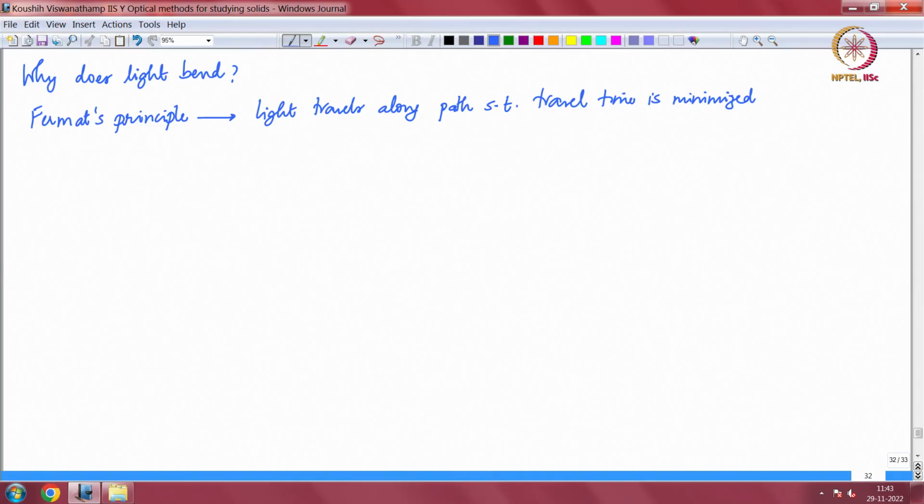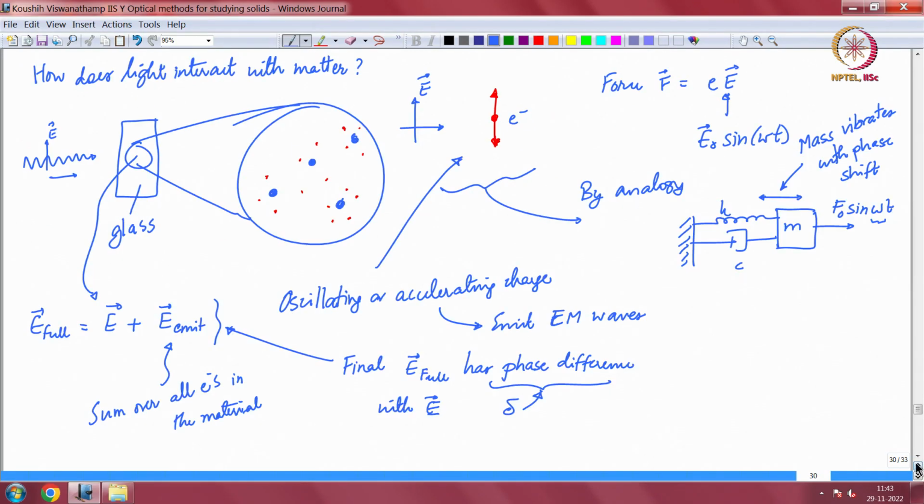The first of course is the incident wave itself, the one that is coming from the source, and the second one is the total contribution from the oscillating electrons, the excited electrons that are moving around in response to the incident field. Now, if you add them up and look at the final field, we saw that there were two contributions. We call this the E full, which had these two contributions, E bar, the original incident wave, and E bar emit, which is the sum of all the emitted waves from each of the electrons in the material.